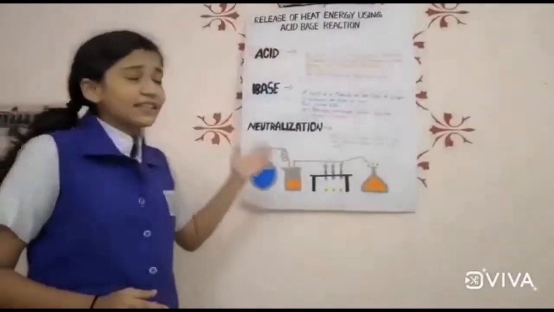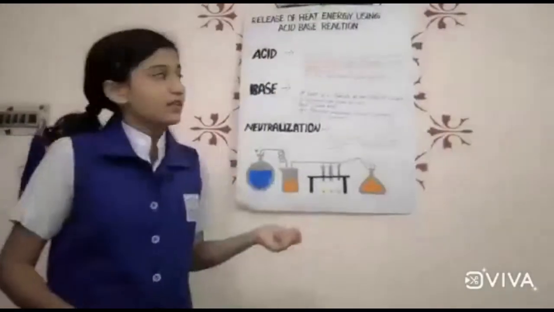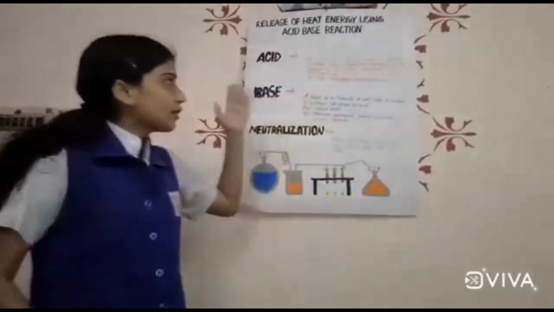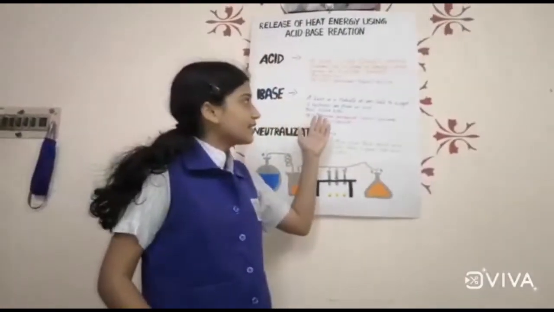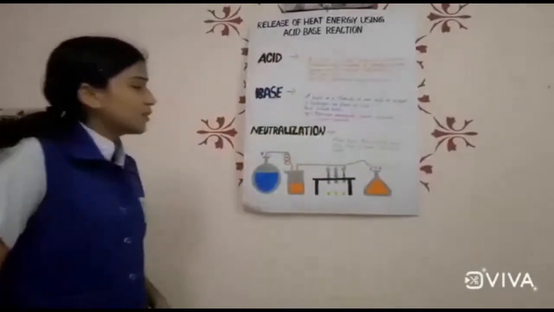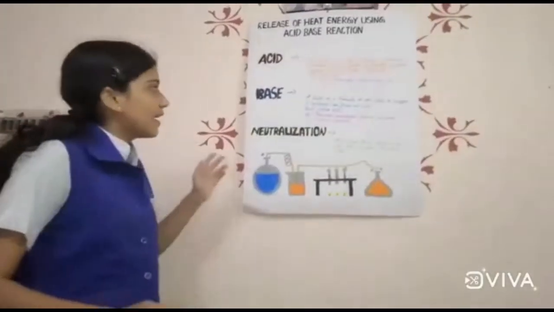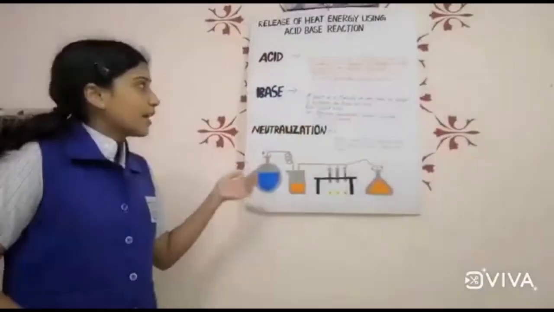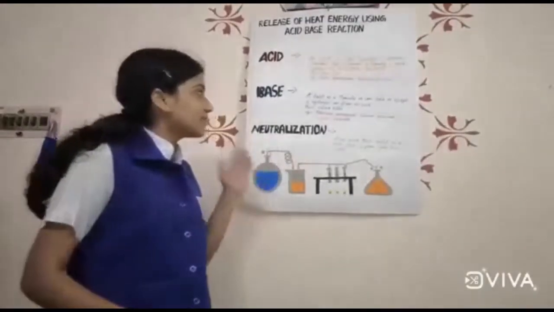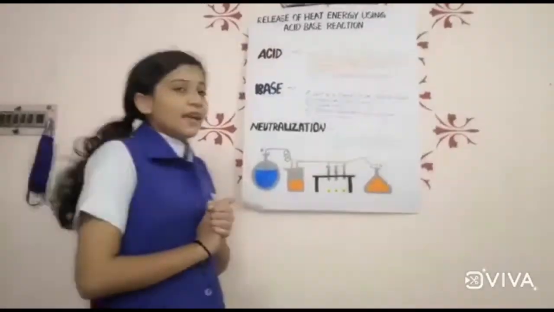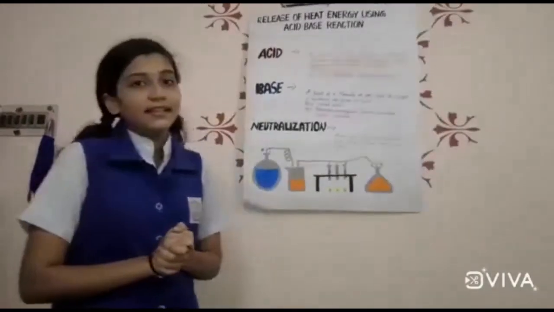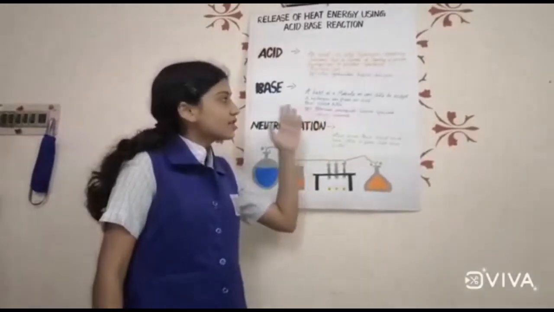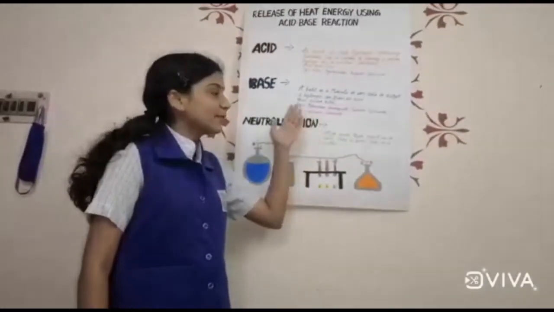Acid tastes sour. Some examples are nitric acid, hydrochloric acid, sulfuric acid, and lactic acid. Now let us see what is a base. A base is a molecule or ion able to accept a hydrogen ion from an acid. Base tastes bitter. Some examples are potassium permanganate, sodium hydroxide, and calcium carbonate.